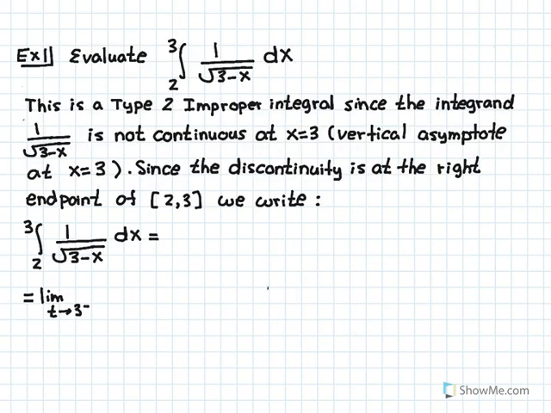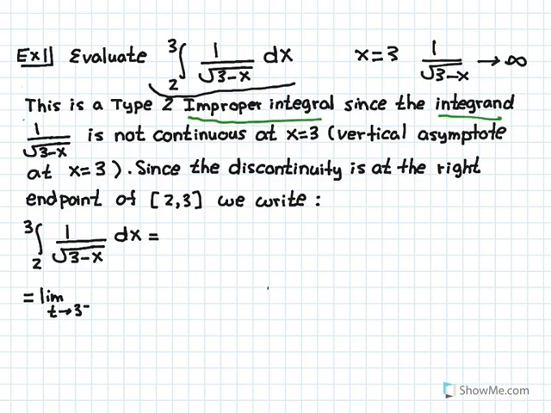All right, let's look at an example. Here we have the integral from 2 to 3 of 1 over root 3 minus x dx. So you can see that this is an improper integral. Why is that? It's because at x equals 3, the integrand blows up. 1 over root 3 minus x goes to infinity. That's the reason it's an improper integral. So this is a type 2 improper integral.